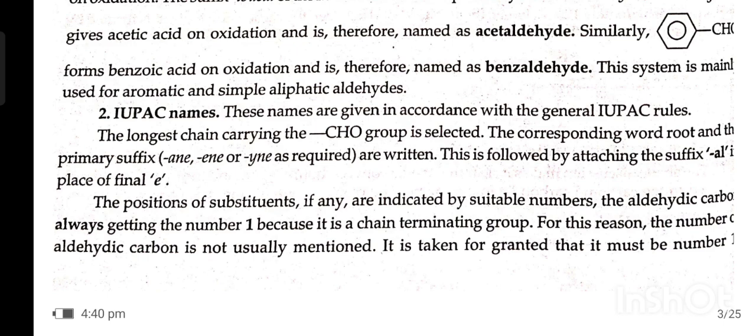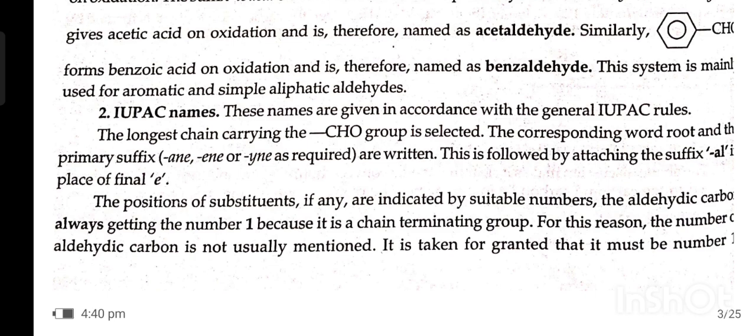This is followed by adding the suffix "al" in place of the final "e". The position of substituents, if any, is indicated by a number. The aldehydic carbon always gets the number 1 because it is a chain-terminating group. For this reason, the number of the aldehydic carbon is not usually mentioned. It is taken for granted that it must be number 1.